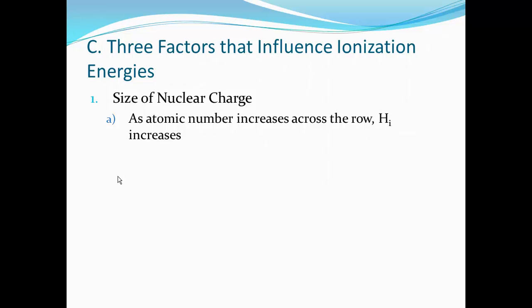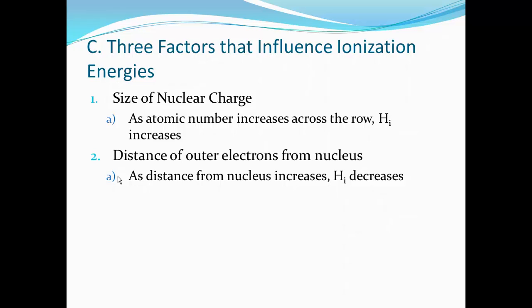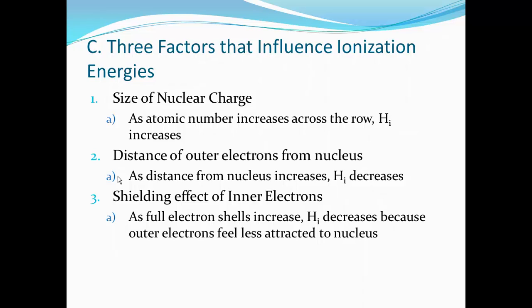Alright, factors do influence the ionization energy. Obviously the size of the nuclear charge. So as the atomic number increases across the row, the ionization energy increases because it has more protons. More protons means more positive charge, so you have more attraction towards the electrons. Distance of outer shell from the nucleus. As the distance from the nucleus increases, the ionization energy decreases because they're further away from the protons. Further away meaning there's less force there, so it's easy to remove those electrons.